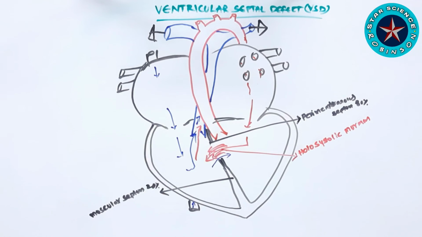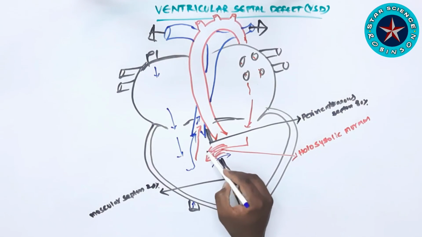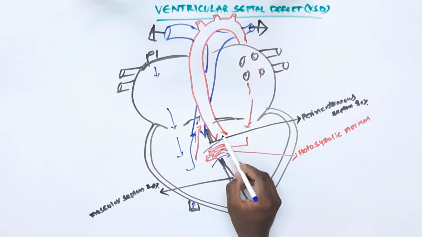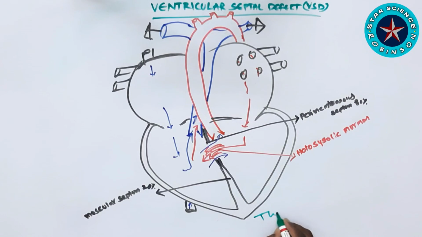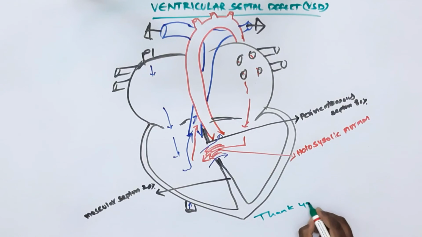So this is about the ventricular septal defect. We have to remember there will be an opening in the ventricular septum. Where there is an opening, from the right ventricle the blood can also enter the aorta and into the systemic circulation. So this is about the ventricular septal defect.